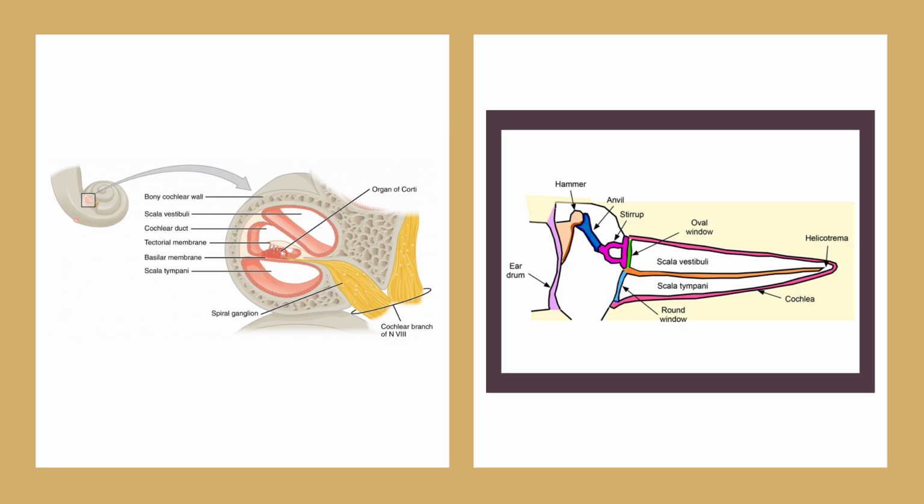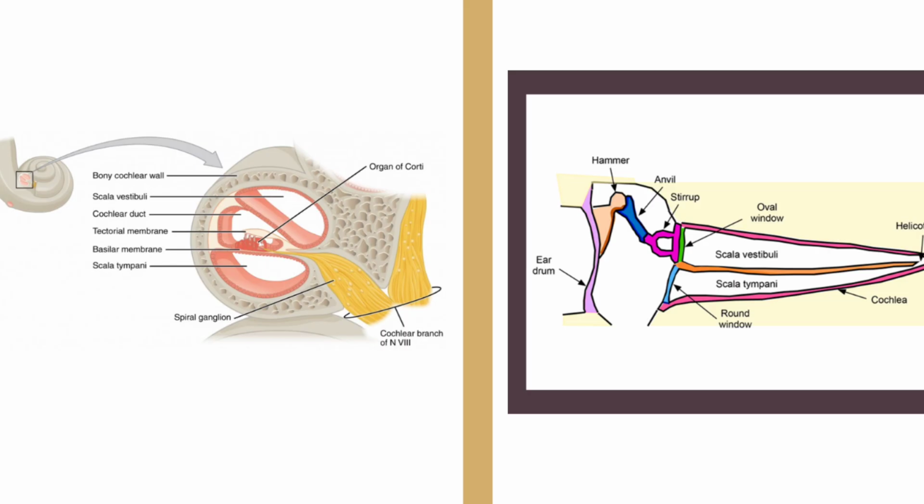Now this membranous labyrinth has got three tube-like structures. You can see here, above is the scala vestibuli, middle is the scala media, lower part is the scala tympani, and they are separated by two membranes. Scala vestibuli and media is separated by Reissner's membrane, and scala media and scala tympani is separated by the basilar membrane. The scala vestibuli and scala tympani contain the perilymph, whereas scala media contains the endolymph. There is constitutional difference between these two fluids.